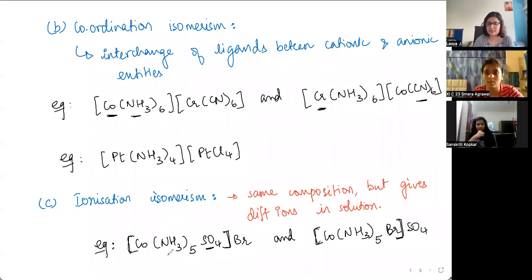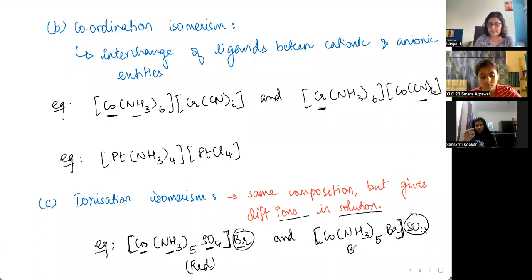It contains all the same species, but the ions that it gives out when you dissolve it in water are different. In this one bromide ions come, in this one sulfate ions come. Okay, and you can identify that both of these are different compounds because the oxidation state of cobalt is changing. So this is a red colored compound and this is a blue colored compound.